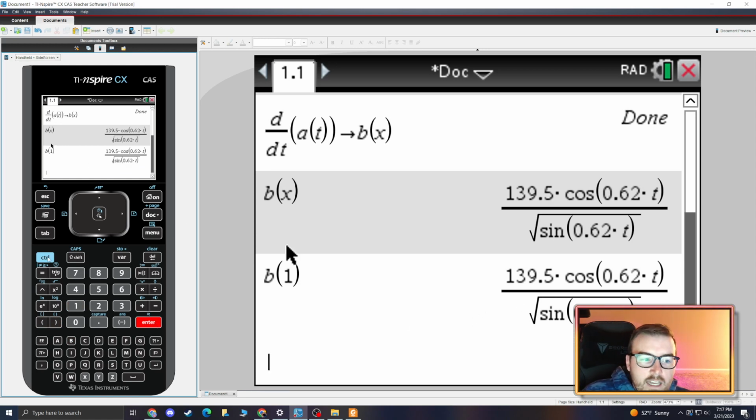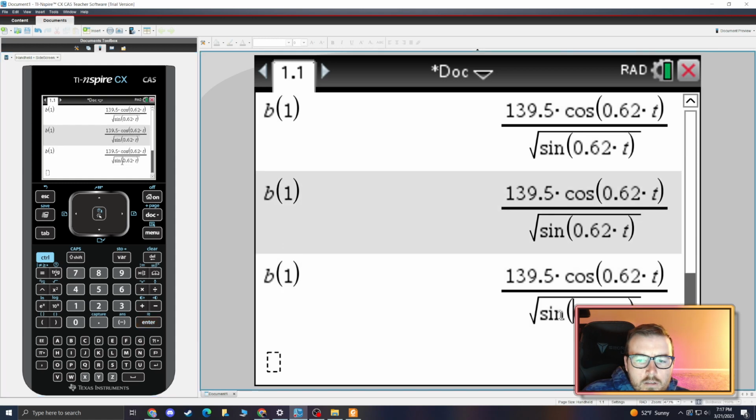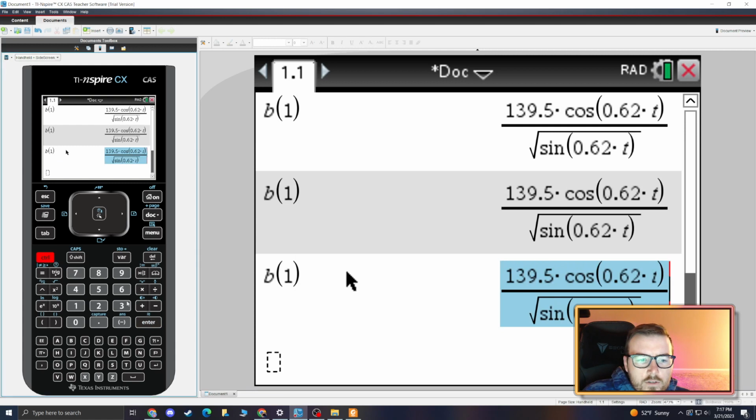If your calculator does that, you can do Control Enter. Again, Control Enter. Okay. Oh, I think I had to highlight it. Control Enter.